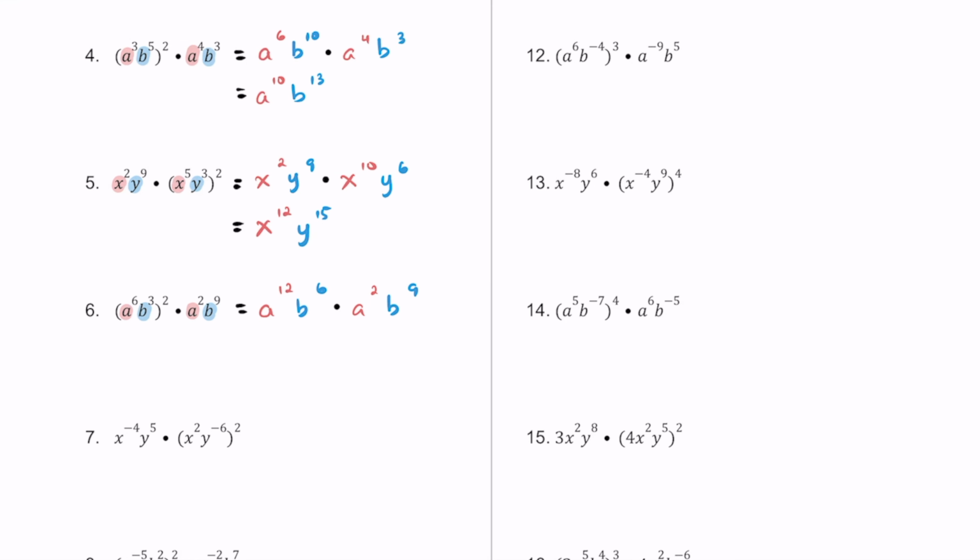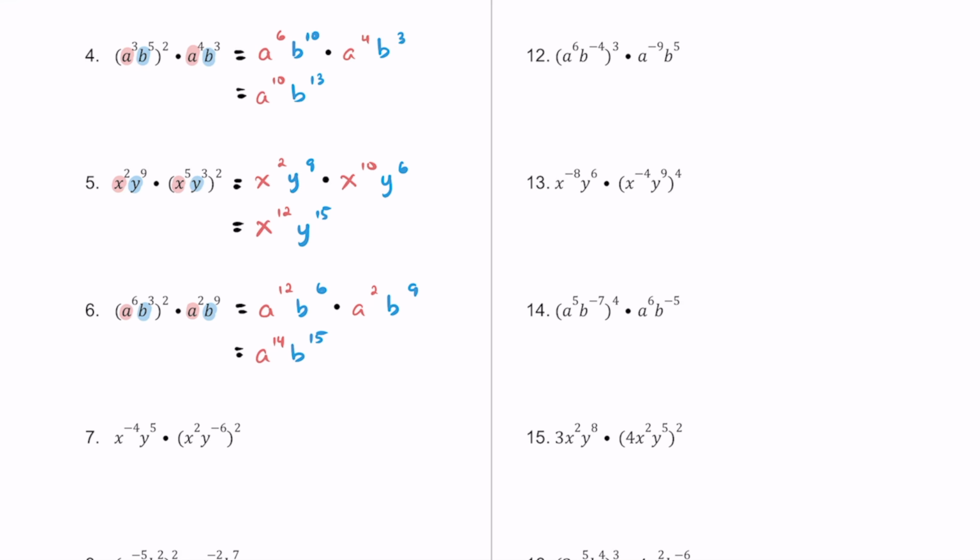Okay. Now using our product of powers property, we can multiply a to the 12th and a to the 2nd. 12 plus 2 is going to be 14, so it's going to be a to the 14th power. And then we can multiply b to the 6th times b to the 9th, and we can add 6 plus 9, and that's 15. So we have times b to the 15th power.